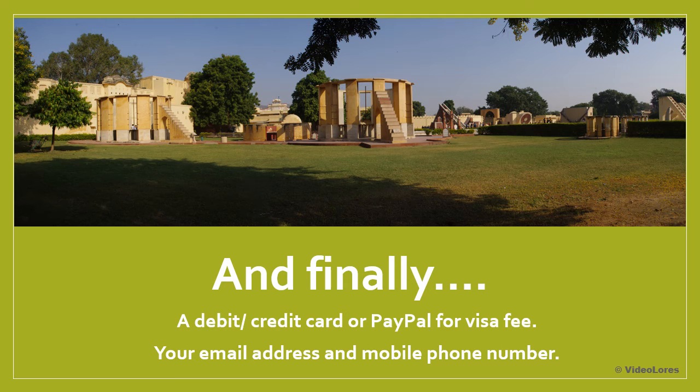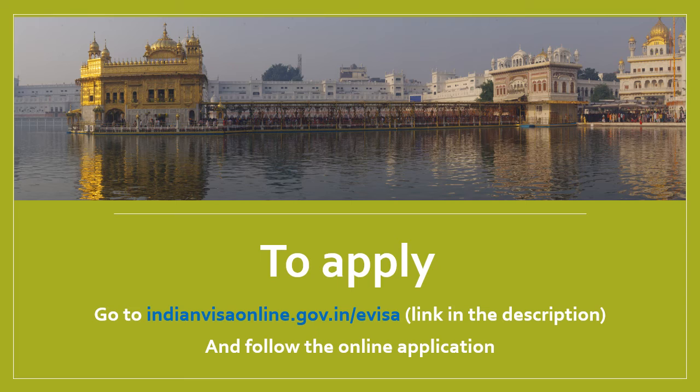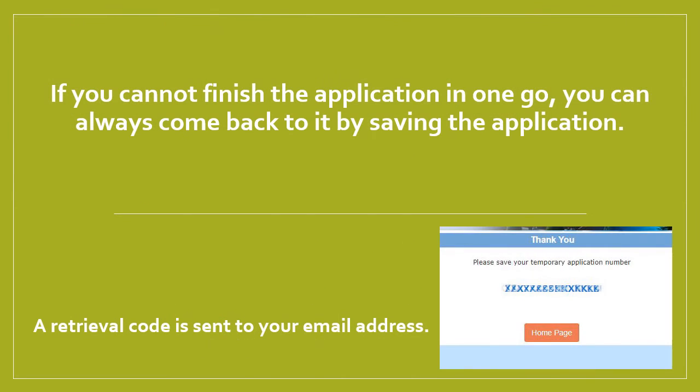Once you have everything ready, just go to indianvisaonline.gov.in/evisa. The link is below in the description, and just follow the online application form. It's quite straightforward. You would just need your details, your parents' details, any passport details, and the reason for your traveling. The online application form is about 3 to 4 pages, and if for some reason you can't finish it in one go, you can always save it and come back to it when you have time. The retrieval code is sent to your email address, which you can use to retrieve your application.